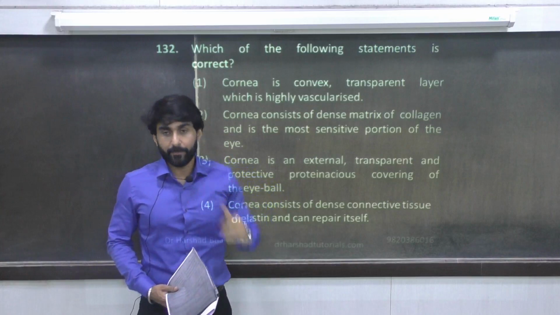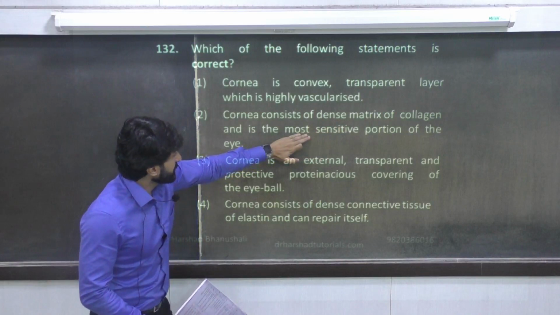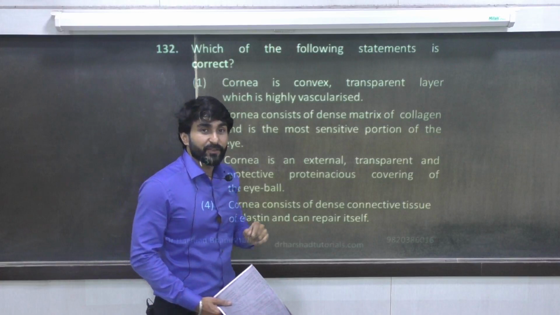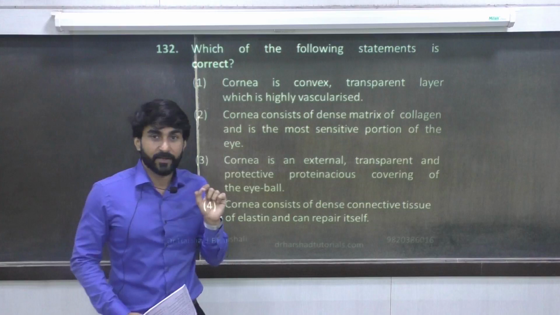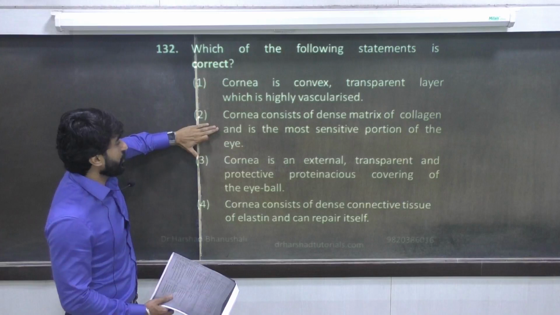So this is true. The second statement here is also true. Cornea is the most sensitive portion of the eye. If you have learned reflexes, one of the reflexes you've learned is the corneal reflex. Slightest contact with the cornea causes blinking. So, cornea is the most sensitive portion of the eye. So, this is our correct statement.